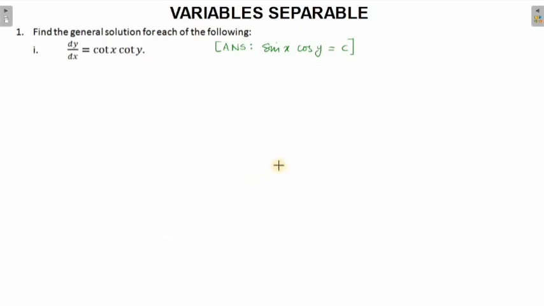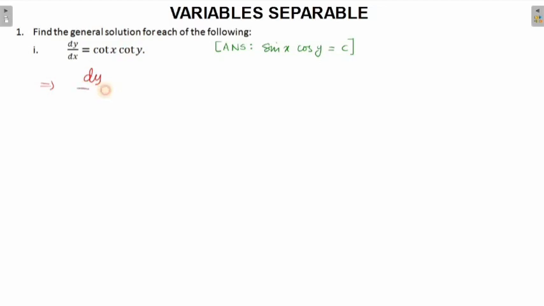So the first question, I've written some answers also, for reference. Find the general solution of each of the following. Here, as the name suggests, it is variable separable. That means you will be able to separate x on the left hand side or right hand side, wherever you place it. If you place x on the left hand side, all the y's should go to the right hand side. So in this case, let's see how to do the separation. Keep dy out here. Now the term containing y is cot y, so bring it out here.